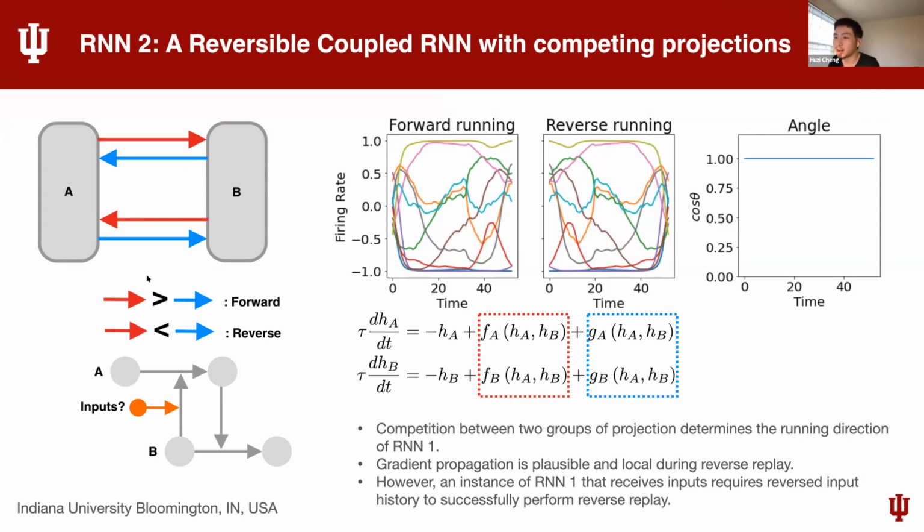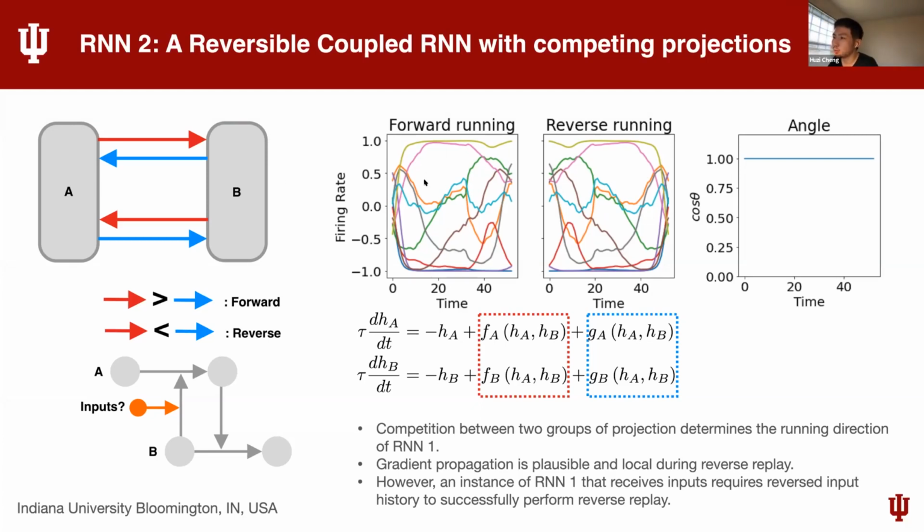If the red connection is on average stronger than the blue projection, then the whole network will be driven to run in a clockwise manner. But if the blue projection is stronger than the red projection, then the whole network will run in an anti-clockwise manner. And that is the intuition behind the reversibility. There are multiple choices for the activation function and the dynamic equation you can use for neuron groups A and B, and here we just use the simplest one, the rate neural network model with two branches of projections. The competition or balance between these two projections determines the running direction.